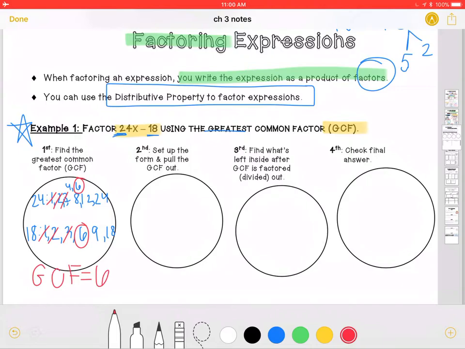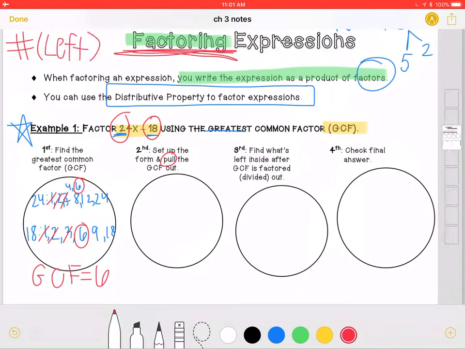Now we need to set up the form and pull the GCF out. When I say pull it out, we're dividing it out of these terms to figure out what's left. When we're factoring an expression, it's always going to look the same. You're going to have a number on the outside, in this case our GCF, and then whatever's left, you're going to put inside of parentheses.